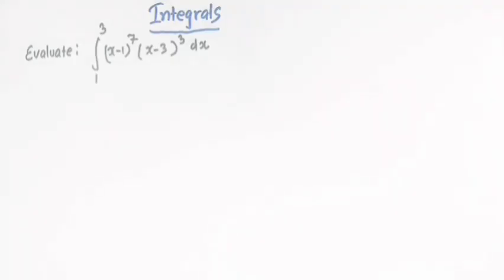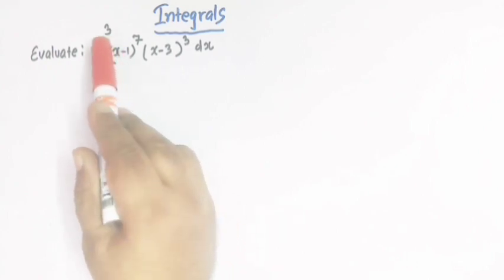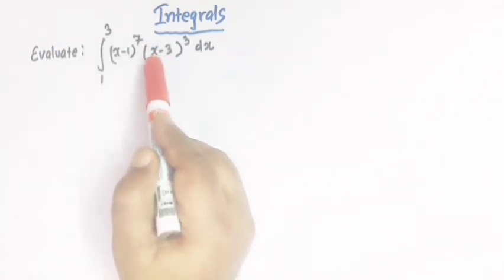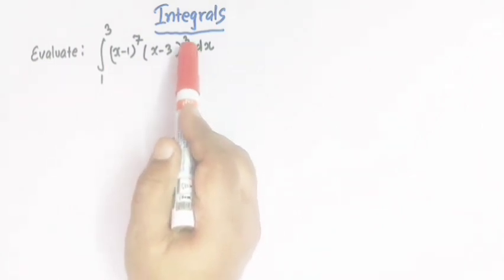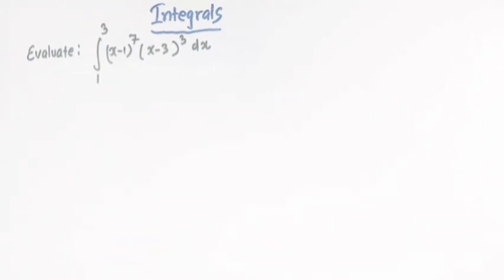Hello viewers, in today's class we are going to discuss yet another important and very conceptual problem from integrals, right? So in this lecture we'll solve this important integral using the concept of beta gamma functions, right? So let us start and let us evaluate this integral from 1 to 3 of (x minus 1) raised to 7 times (x minus 3) raised to 3, right? And we'll see how we can use the concept of substitution method to reduce this integral into the gamma function, right?